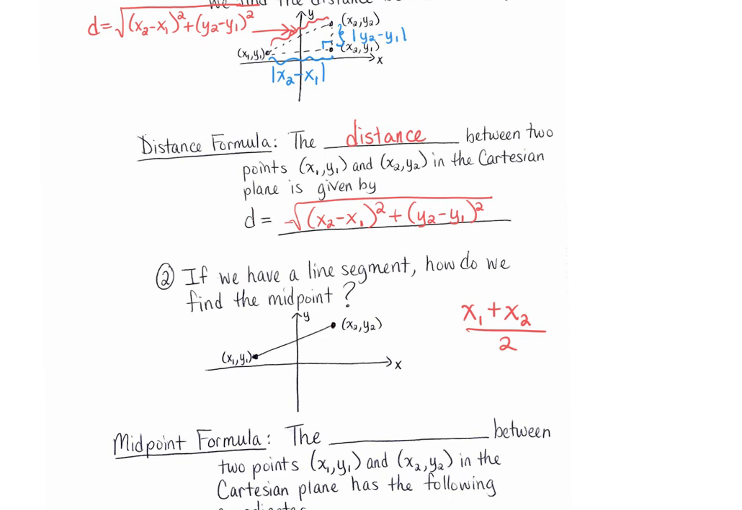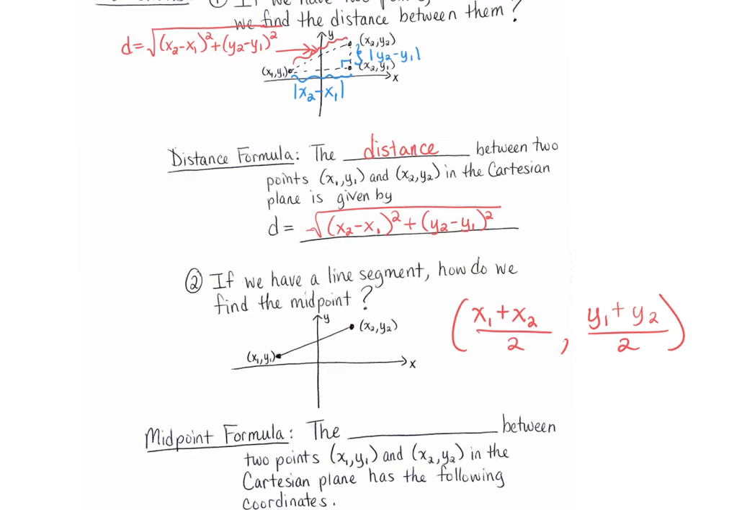And it's going to be an ordered pair, so put a 1 next to it. And then it's y1 plus y2, good, over 2. Good, good. Very good. This is the midpoint. That's the midpoint. Very good. You got it.